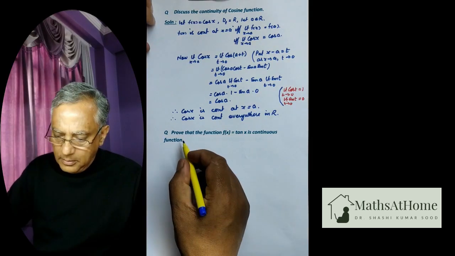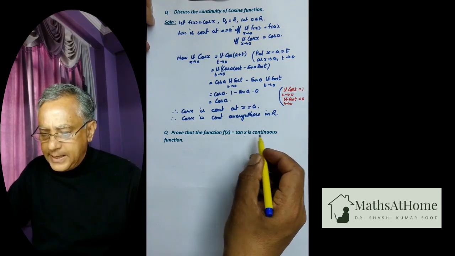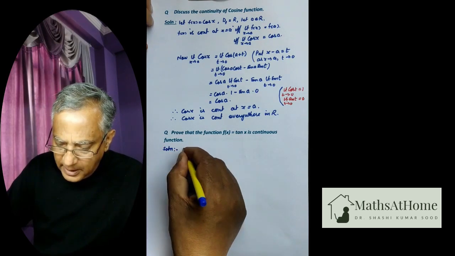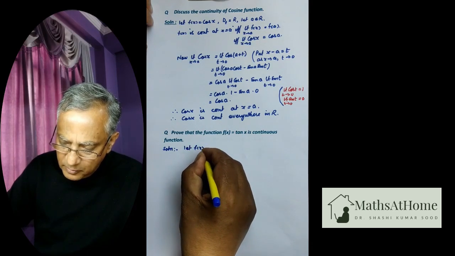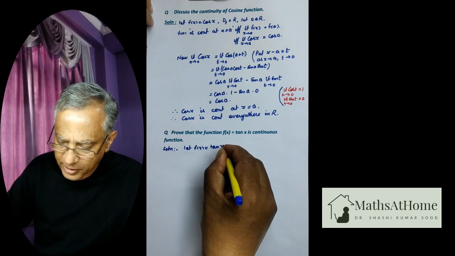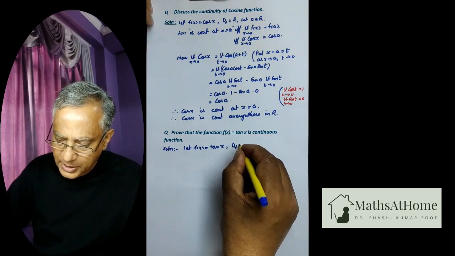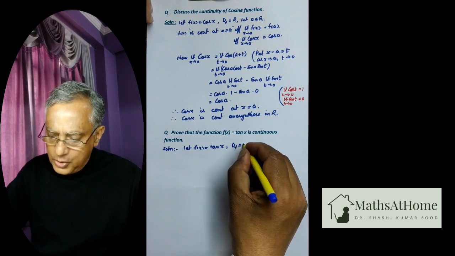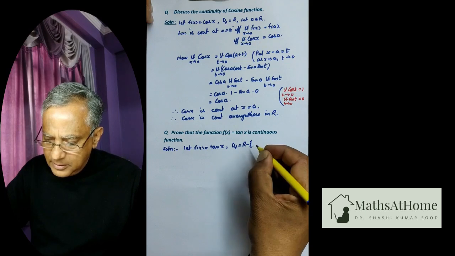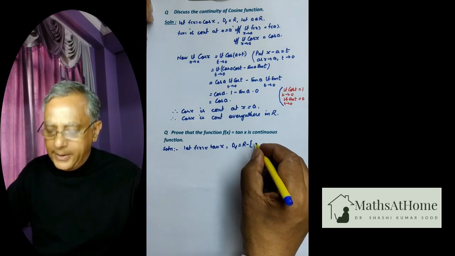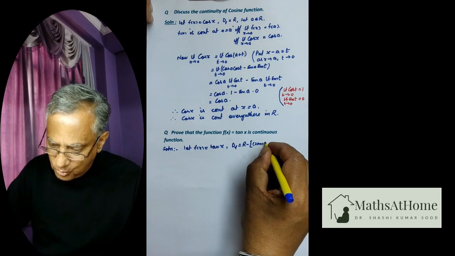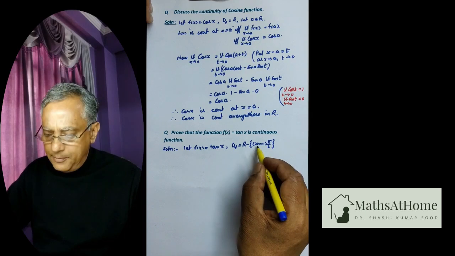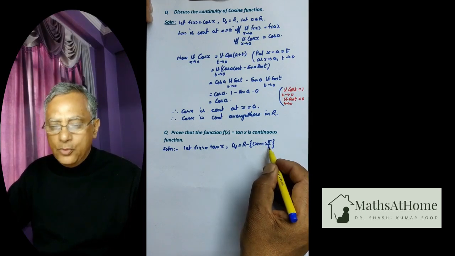And next is prove that the function f(x) equal to tangent x is a continuous function. So let f(x) be equal to tangent of x. Then the domain of this function is, this is sin x over cos x. So cos x should not be equal to 0. So domain is R minus, now cos x is 0 at odd multiples of pi by 2. So domain will be (2n plus 1) pi by 2. So domain of f is R minus odd multiples of pi by 2.